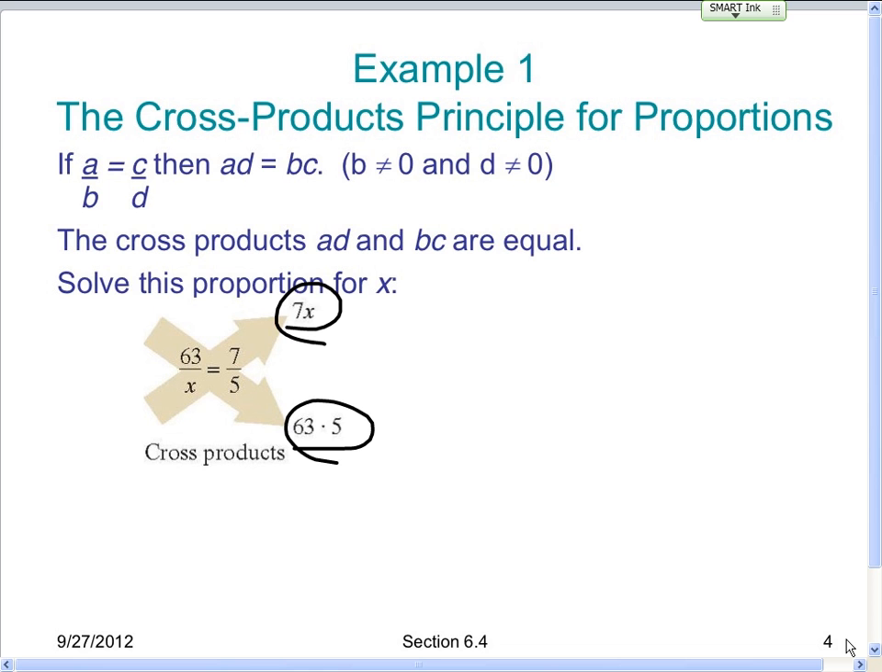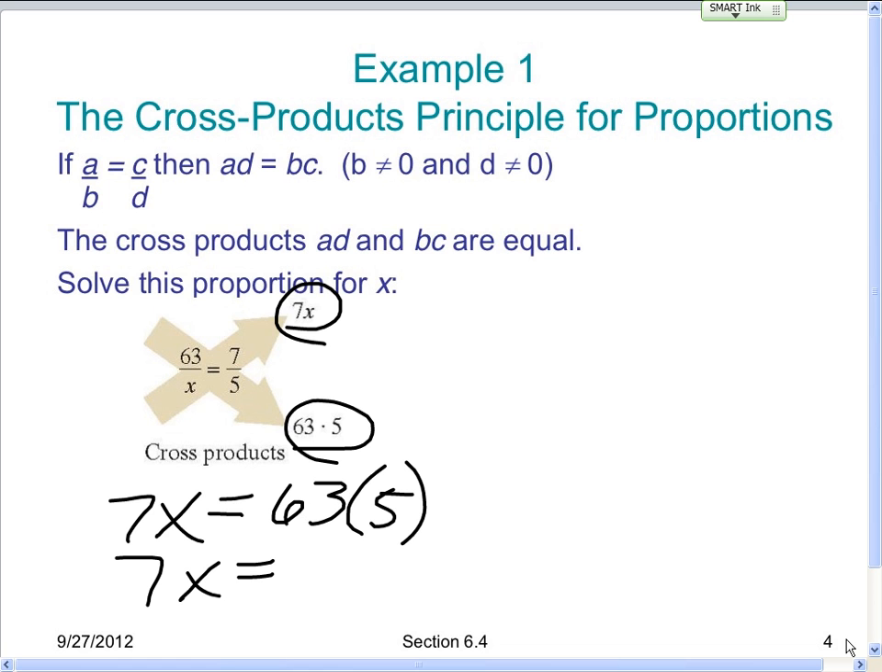Now what we're going to do is set those equal to each other. 63 times 5, and then you would solve that equation. Offhand, I do not know what 63 times 5 is, but let's check. 63 times 5 is 315. So you have 7x is equal to 315, and then divide by 7. And you get x equals 45.